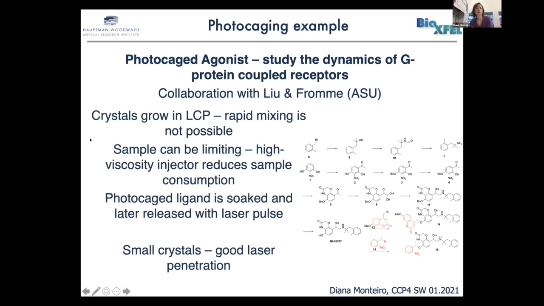Why did we decide to do this? Well, the crystals grow in LCP, so mixing is just not possible. Sample can be limiting, so using fluidics could also be a bit of an issue in this case. What we can do is soak our photocaged ligand in and then just trigger it in situ. So for us, this was the correct approach, even though synthetically it's a little bit challenging. It's definitely worth putting the time and effort into designing the experiment this way to get it to work.